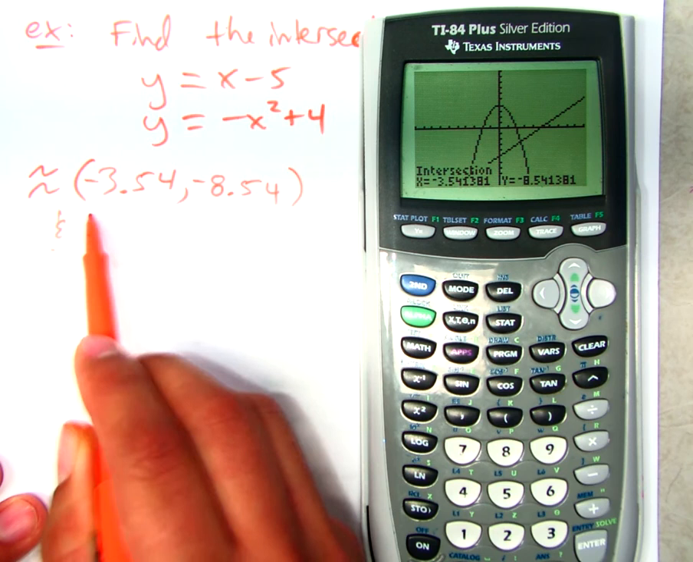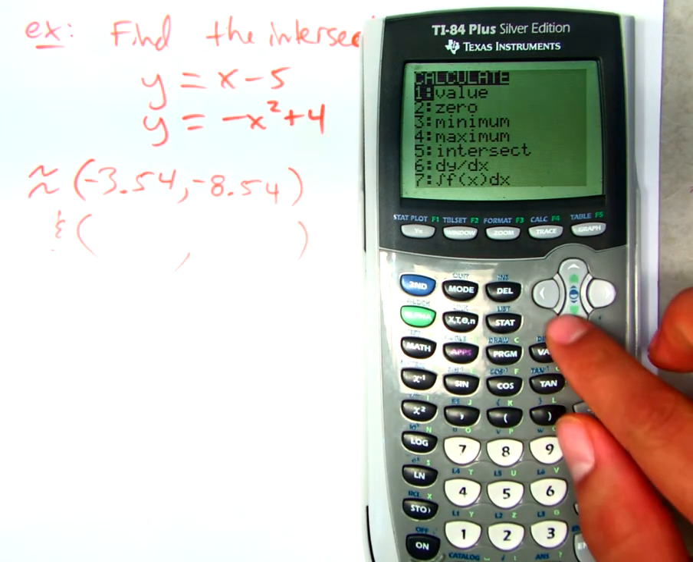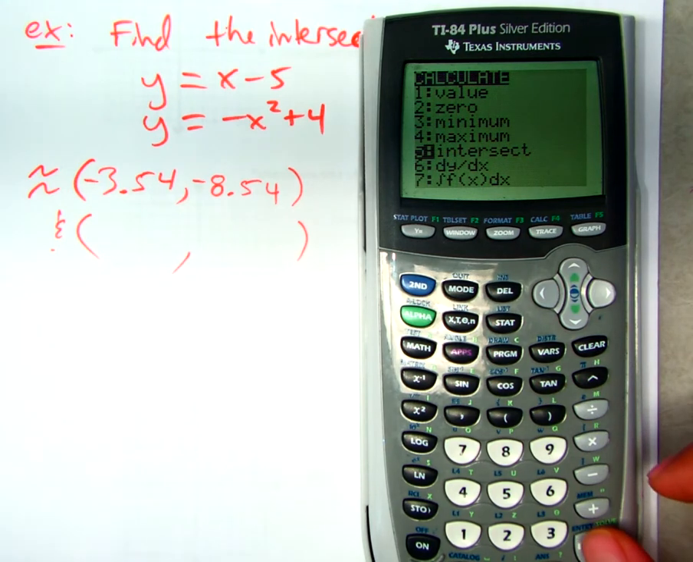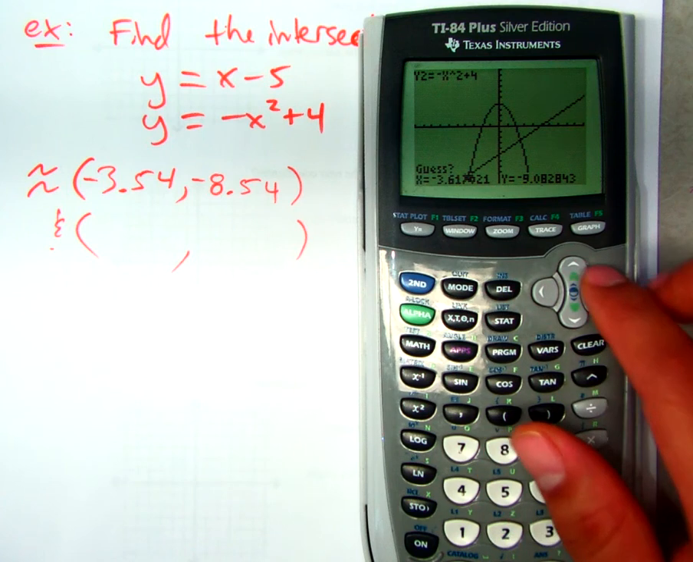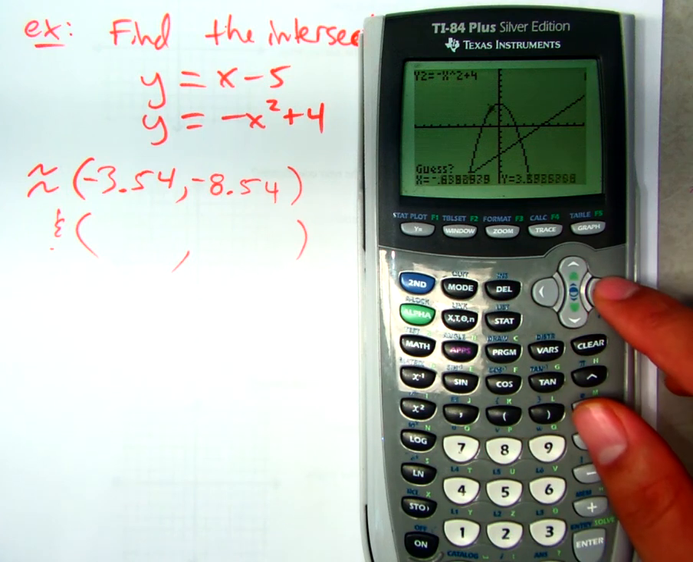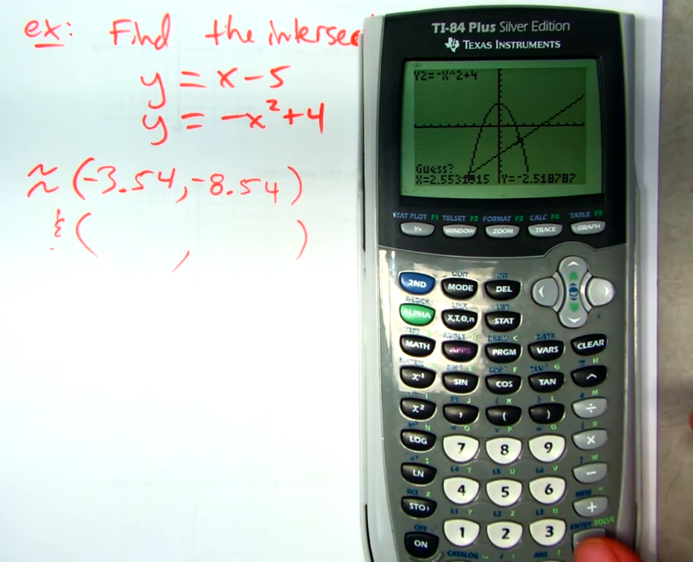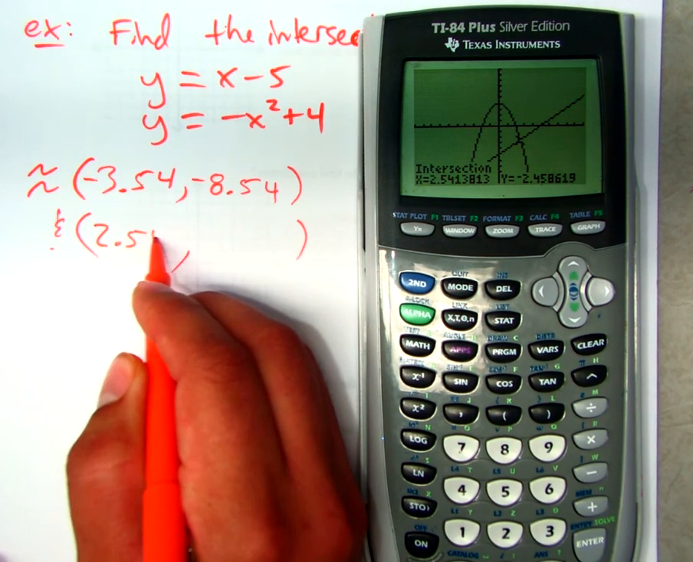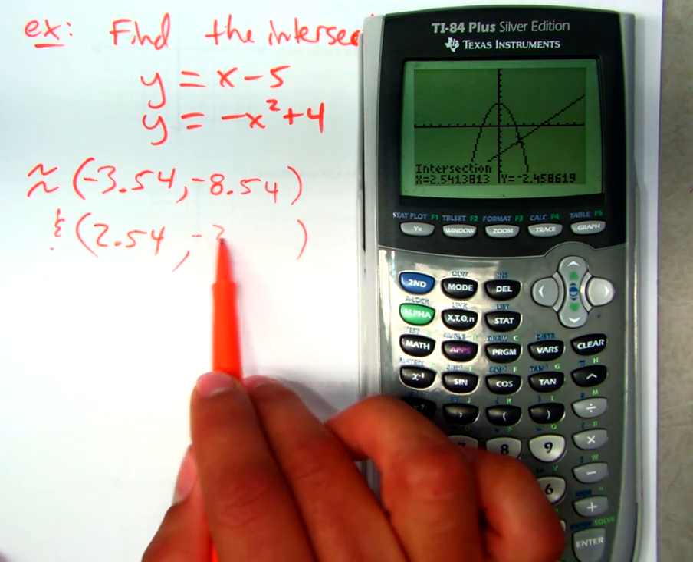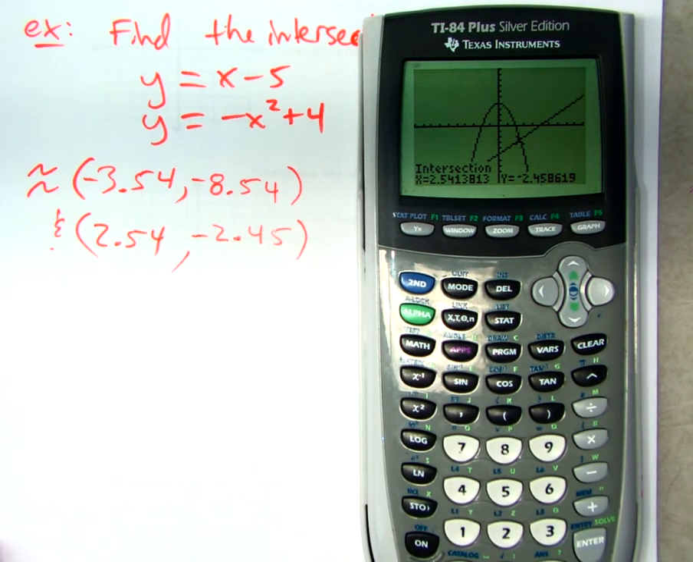And now for the second one, repeat the process. So second, calculate, option number 5. And now hit enter twice. It registers that we're looking at the parabola and the line. And now when it says to guess where the intersection is, get it really close to the second one. Hit enter. And I'm getting about 2.54 and negative 2.45. Okay? Does that make sense?